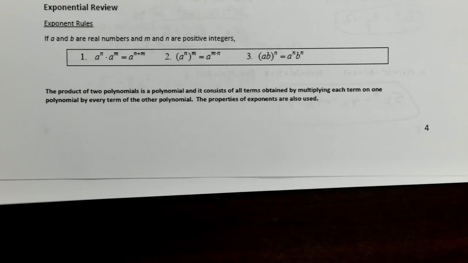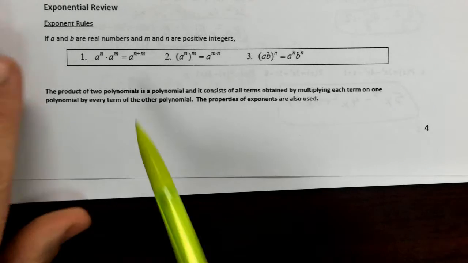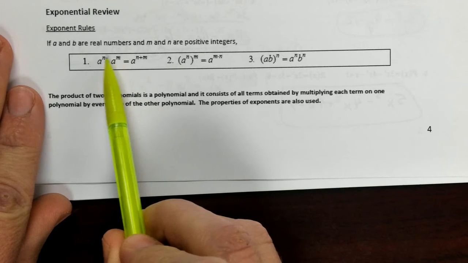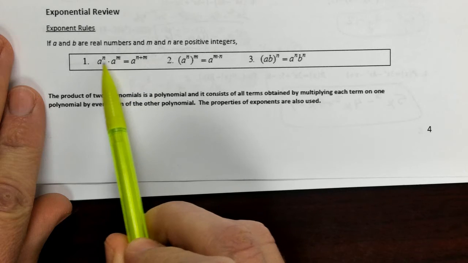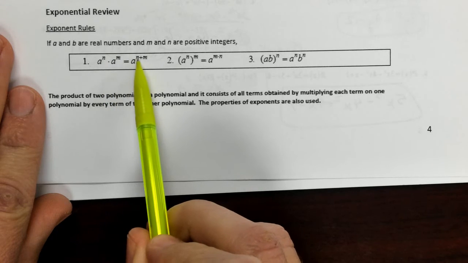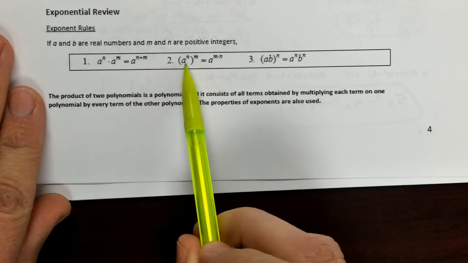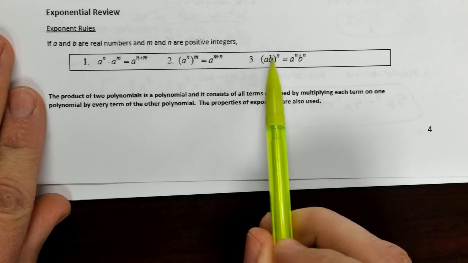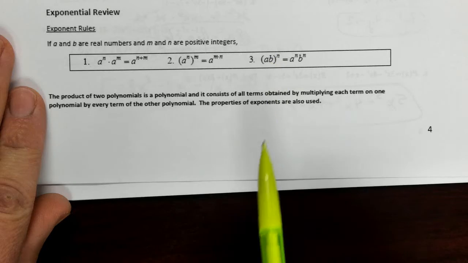Alright, let's review our exponent rules for multiplication. When I have the same base and I'm multiplying these, I'm just going to add my exponents. So I've got a raised to the n times a raised to the m. We got a raised to the n plus m. Now I've got a power raised to a power. I multiply here. And then I have two terms inside my parentheses I need to distribute.